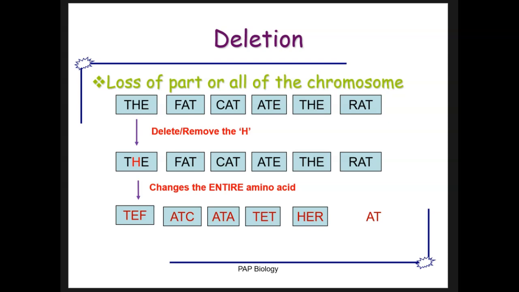Loss of part or all of the chromosomes. So, the fat cat ate the rat. Delete or remove the H. It changes the entire amino acid. Now I have tef, act, ata, tet, her, at. Does that even make sense? Every codon after the mutation is changed. The change in the number of nucleotides changes which ones should normally be read together.